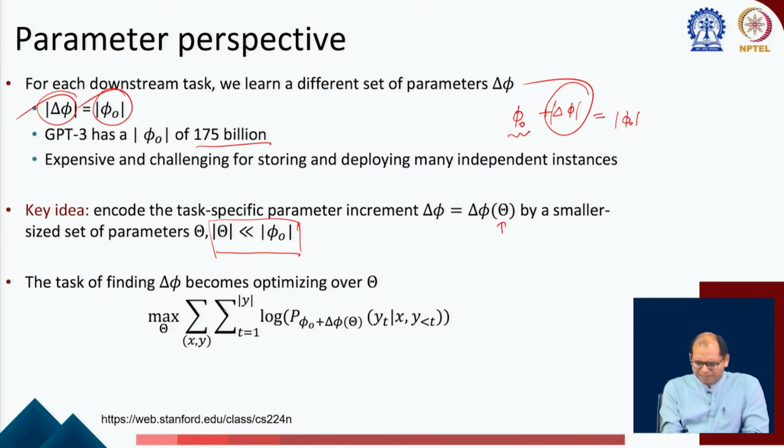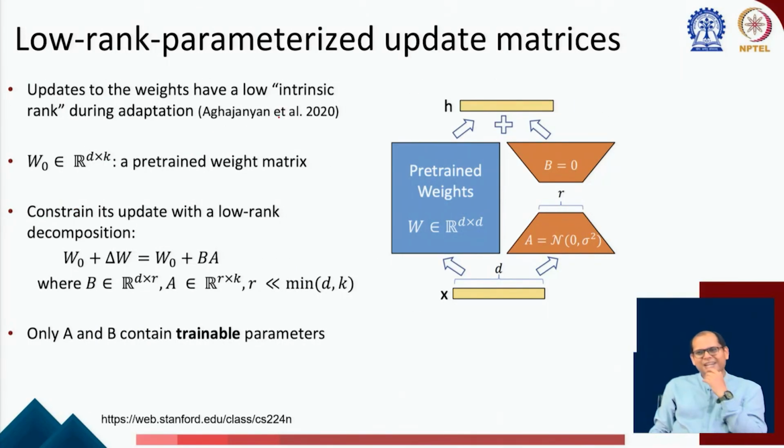So I want to find phi naught plus delta phi as a function of theta. I want to find those theta parameters that maximize this loss, and that means I just need to worry about finding these theta parameters, and this can make my task much more efficient. Rather than doing it for 175 billion parameters, I will do it for a very small number of parameters, and we will see this number is much smaller than 175 billion. Okay, so how do we do that? I still have to follow the same process of forward propagation and backward propagation. So how will I approximate this change by a small set of parameters?